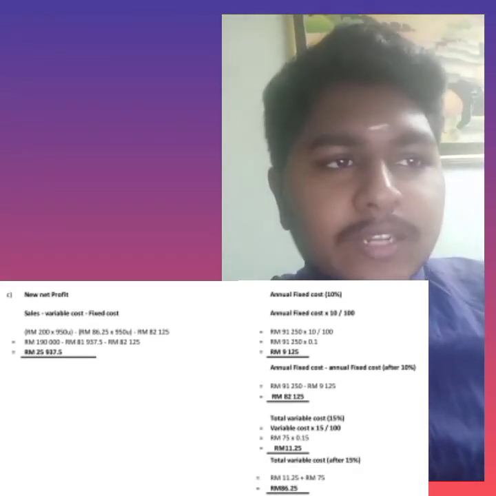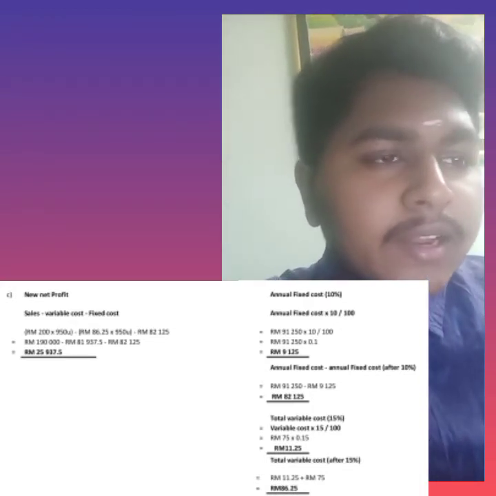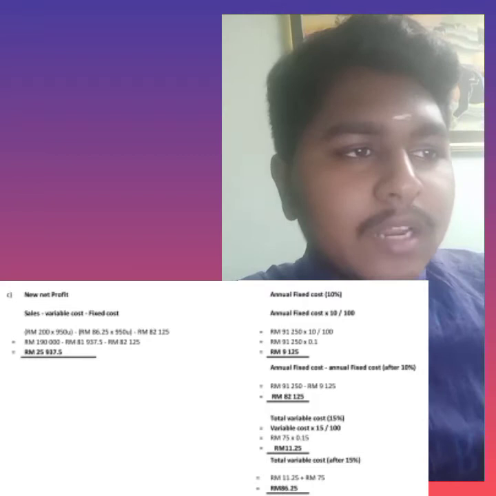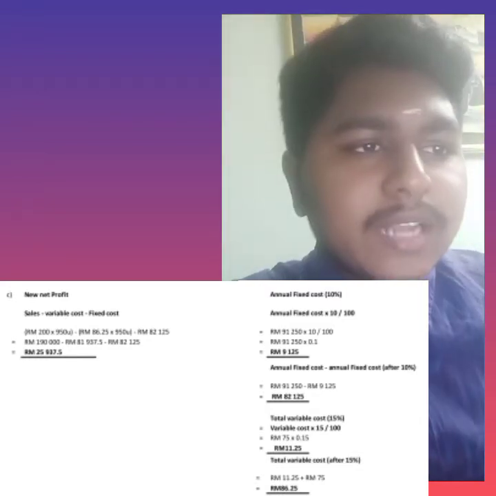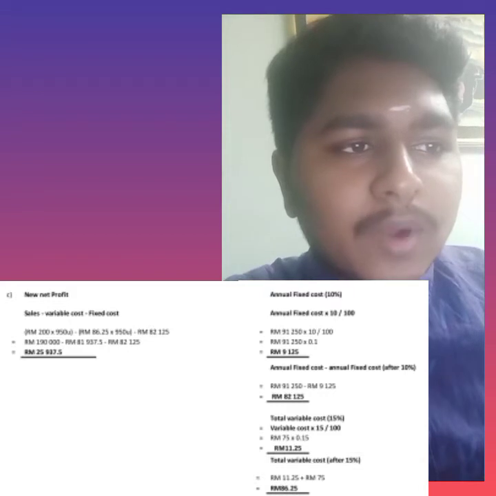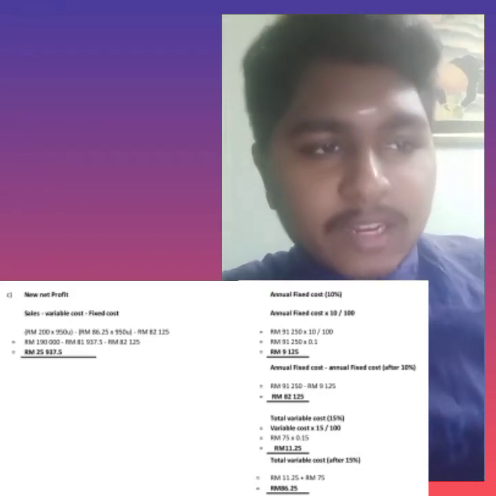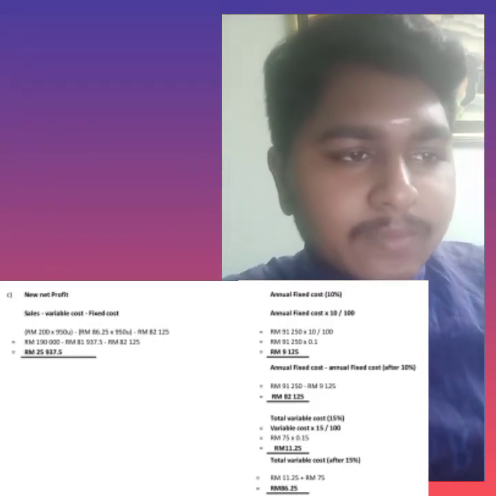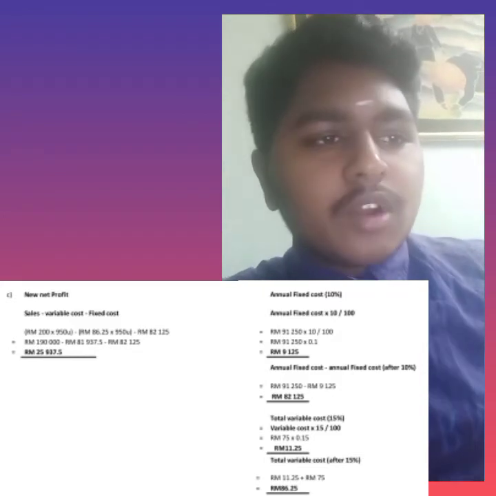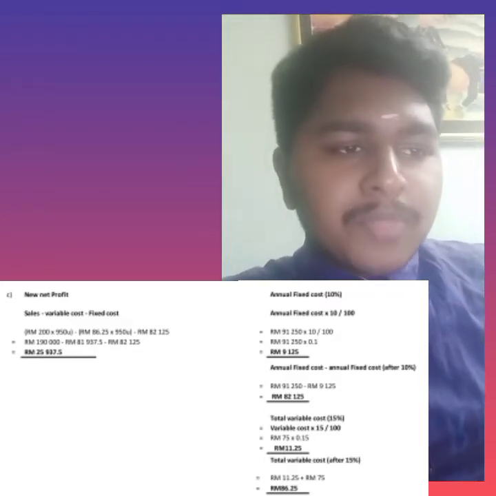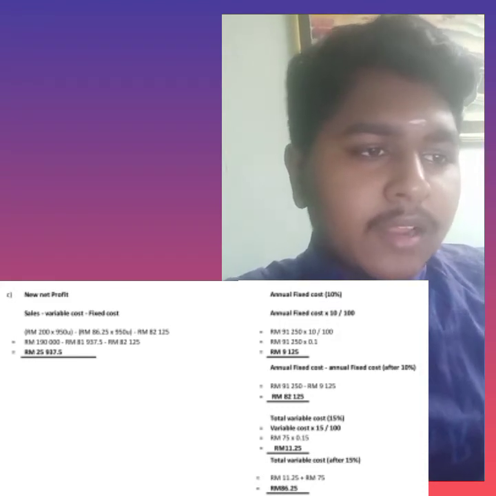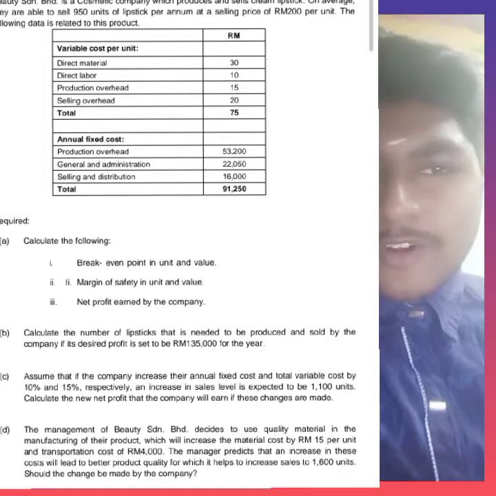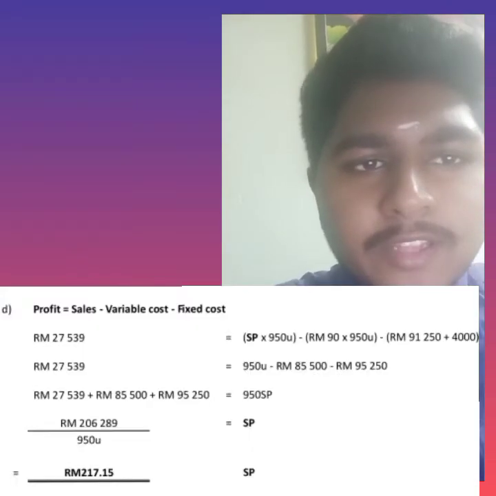The annual fixed cost based on the 10%: 91,250 times 10% equals 9,125. Annual fixed cost after the 10% change, which is 91,250 ringgit minus 9,125, equals 82,125. Then the total variable cost is 15%. Variable cost times 15%, which is 75 ringgit times 0.15, equals 11.25. So total variable cost after 15%, which is 11.25 ringgit plus 75 ringgit, altogether equals 86.25 ringgit.